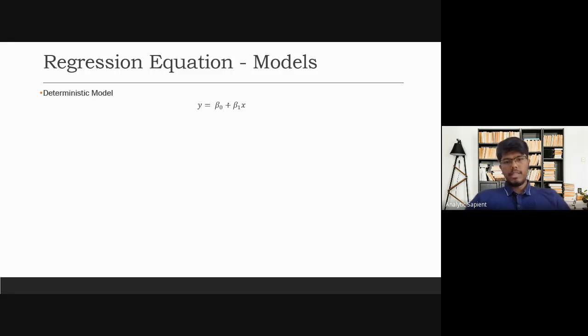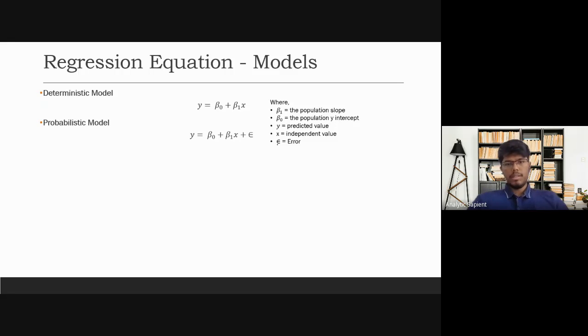So the deterministic model is this. As always, saying probabilistic will have an error. Okay. See, as told before, all regression analysis uses sample data and not the population data, right?